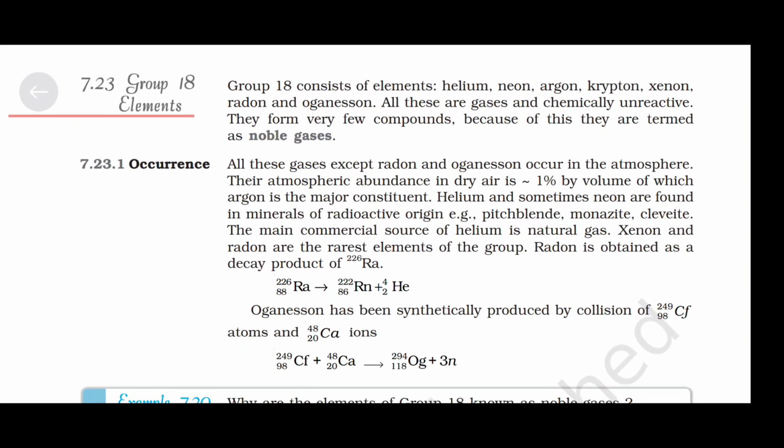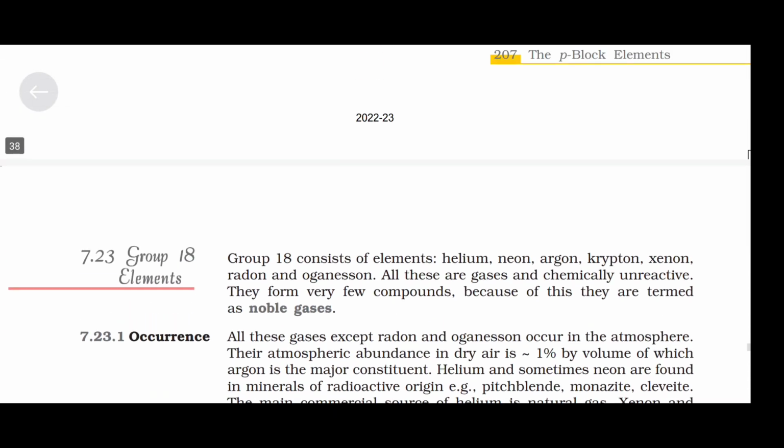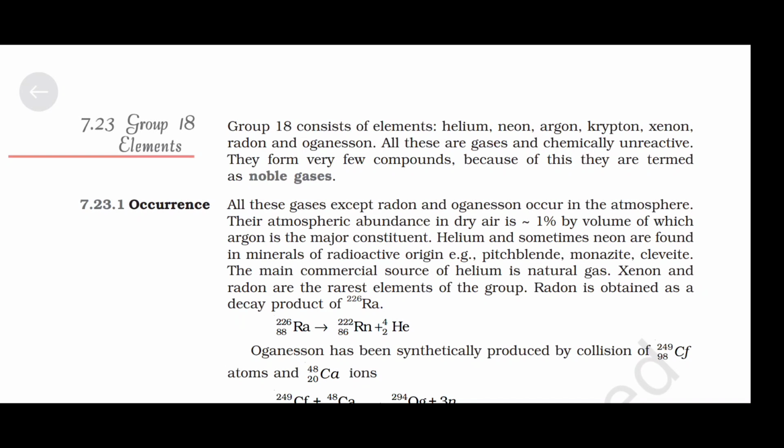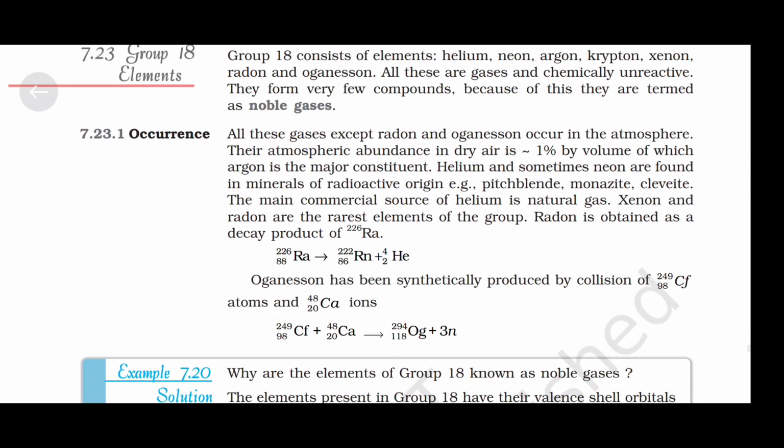Group 18 elements. Group 18 consists of elements helium, neon, argon, krypton, xenon, radon, and oganesson. All these are gases and chemically unreactive. They form very few compounds. Because of this, they are termed as noble gases.